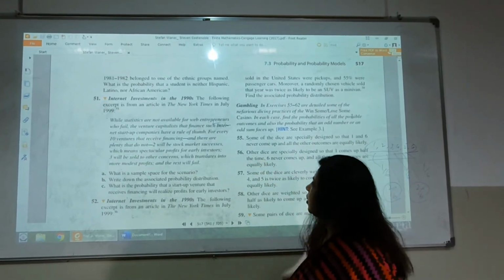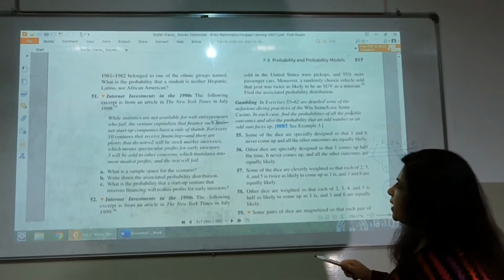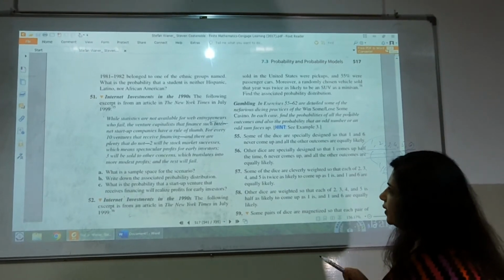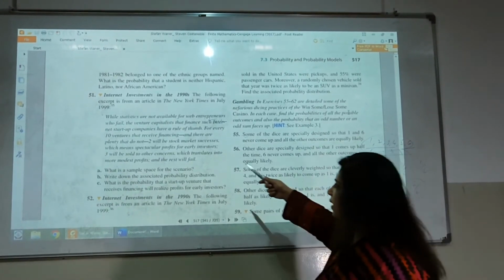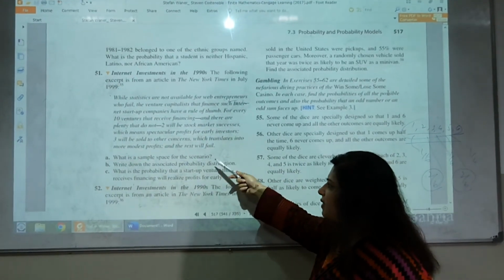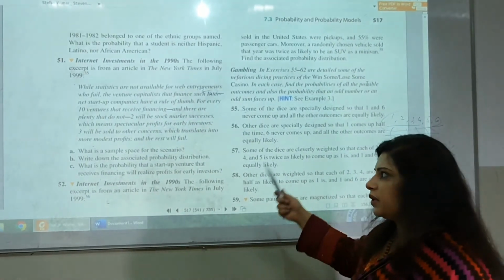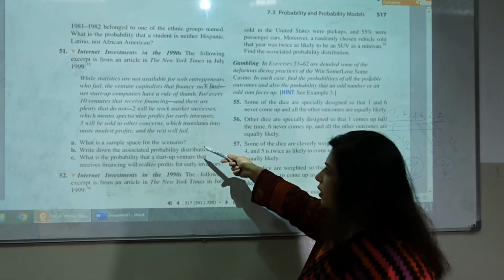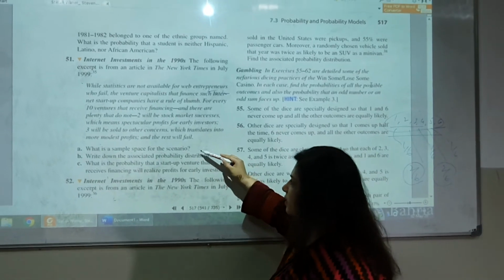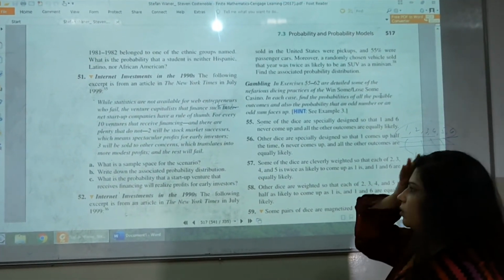While statistics are not available for web entrepreneurs who fail, the venture capitalists that finance such internet startup companies have a rule of thumb. For every 10 ventures, okay, let's just read the question first. It says, what is a sample space for the scenario? Always read the question first, then read the whole question. You need to know the requirements of this question first. So then you can just go about reading the text.